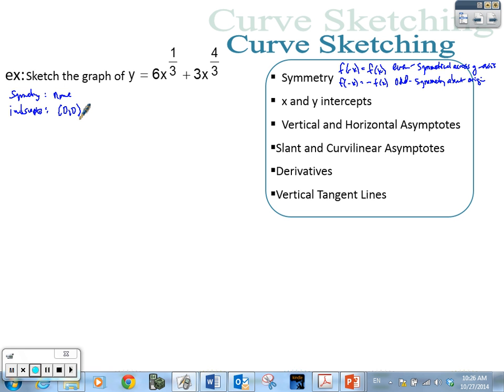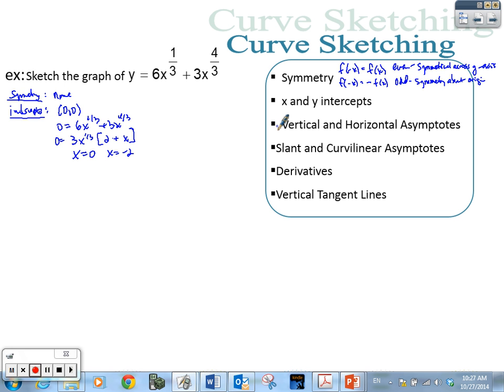To find the x-intercepts, I'm going to set the function equal to 0. And in order to solve that, I would factor. I would factor out the smallest constant and the smallest variable, so x to the 1/3. So I'd be left with 2 plus x. Hopefully we know 4/3 minus 1/3 is 1. So I would have x is 0, which we already discovered. We know 0 is an intercept. We found it when we were looking for y-intercepts. And x is negative 2. So those are our intercepts. Okay, symmetry and intercepts are done.